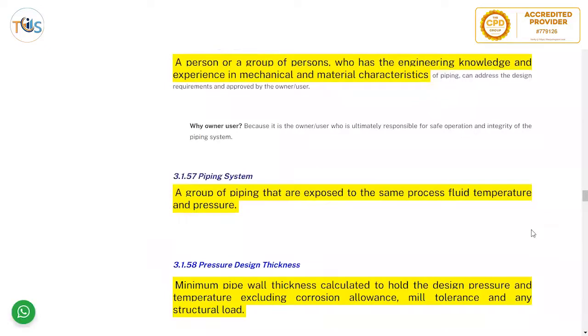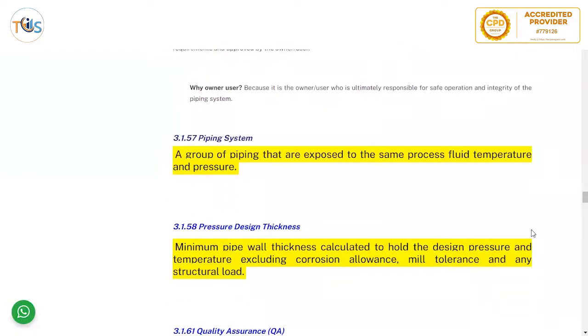Piping engineer: a person or a group of persons who has the engineering knowledge and experience in mechanical and material characteristics of piping, can address the design requirements and is approved by the owner user. Why owner user? Because the owner user is ultimately responsible for safe operation and integrity of the piping system. Piping system is a group of piping that are exposed to the same fluid, temperature and pressure.